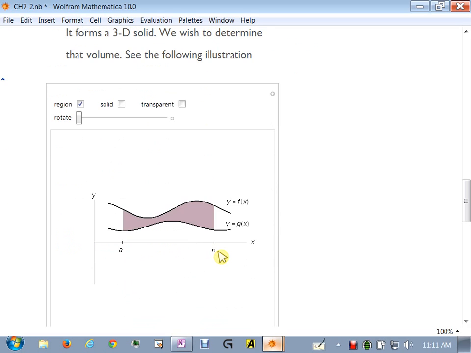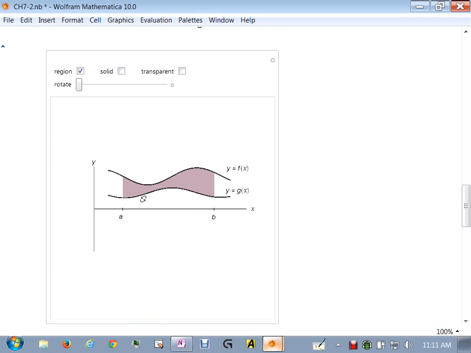So here is a two-dimensional region, right? We have a function on top, we have a function on the bottom. We have this region between them. I want to take it and rotate it around the x-axis. So here's our x-axis, here's our y-axis. This is going to be three-dimensional, so here we go. I start to rotate it around, right? It would go like this, come around back to the other side.